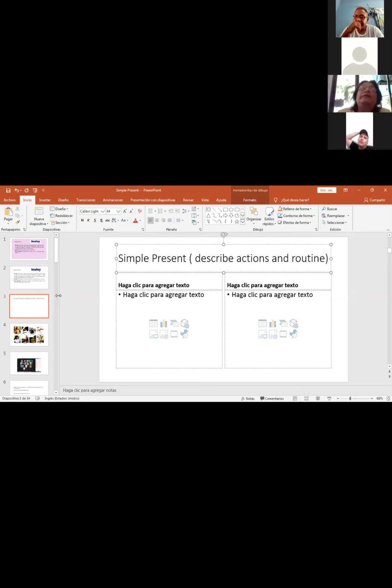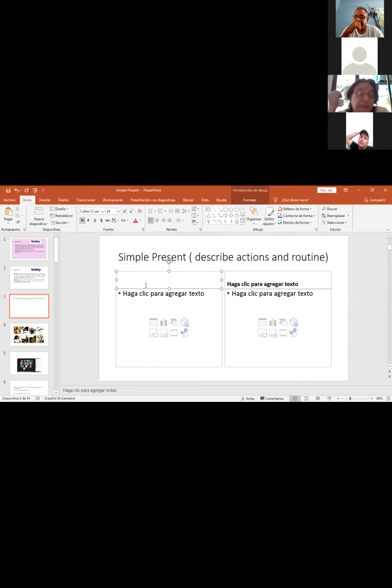Okay, actions and routine. Okay, ¿qué verbos hay en el simple present? Tenemos el verb to be, okay, y tenemos action verbs. Okay, so verb to be, you know it has two meanings, right? We have this, right? Okay, and action verbs, any other action, cualquier otra acción que no sea cero estar, right? Okay, so what information do I use with the verb to be?